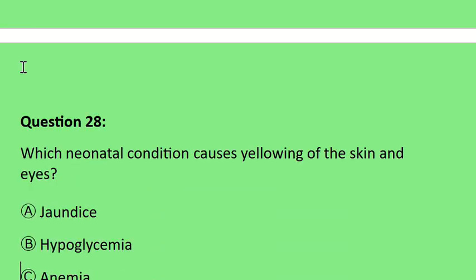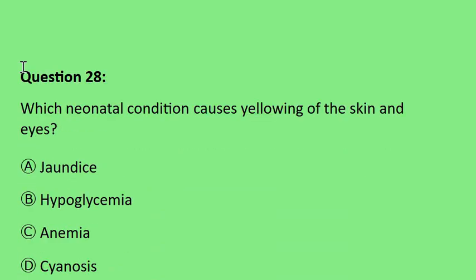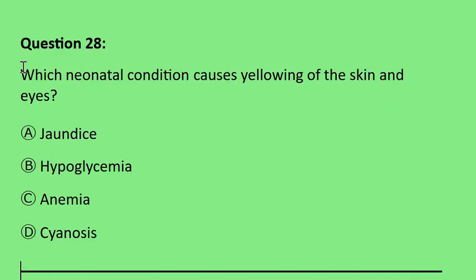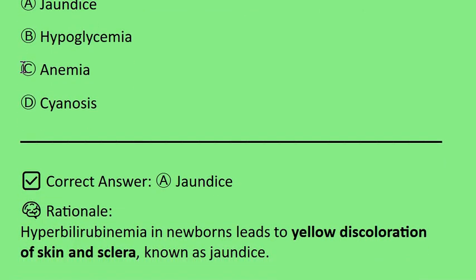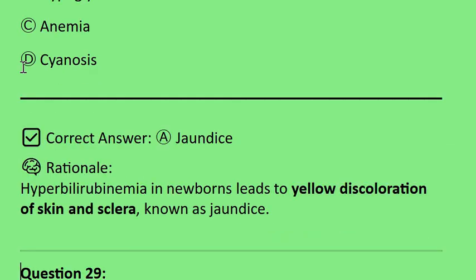Question number 28. Which neonatal condition causes yellowing of the skin and eyes? Read the 4 options carefully and then compare your selection with the correct answer which I will give to you. For this scenario the correct answer is option A, jaundice. The rationale is hyperbilirubinemia in a newborn leads to yellow discoloration of skin and sclera, known as jaundice.